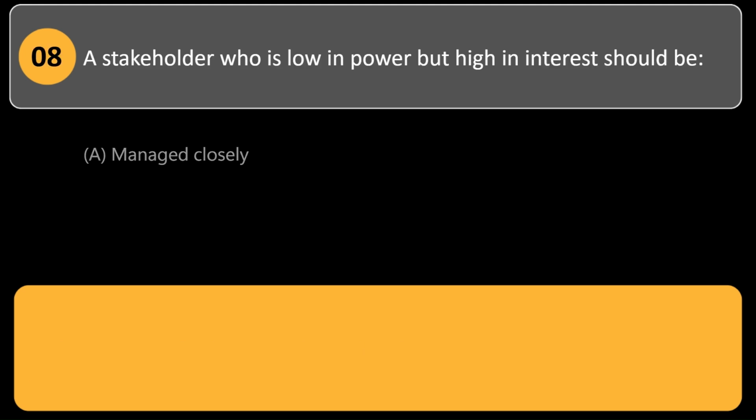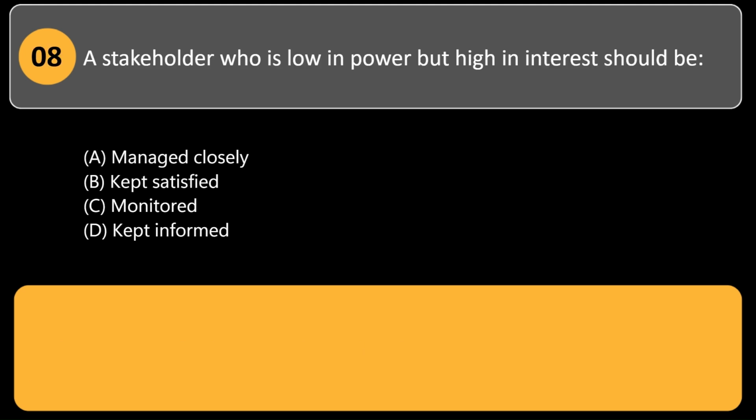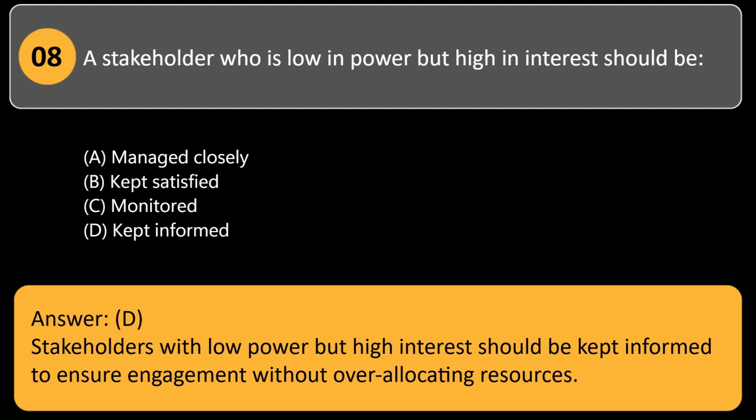A stakeholder who is low in power but high in interest should be A. Managed closely. B. Kept satisfied. C. Monitored. D. Kept informed. Answer: D. Stakeholders with low power but high interest should be kept informed to ensure engagement without overallocating resources.